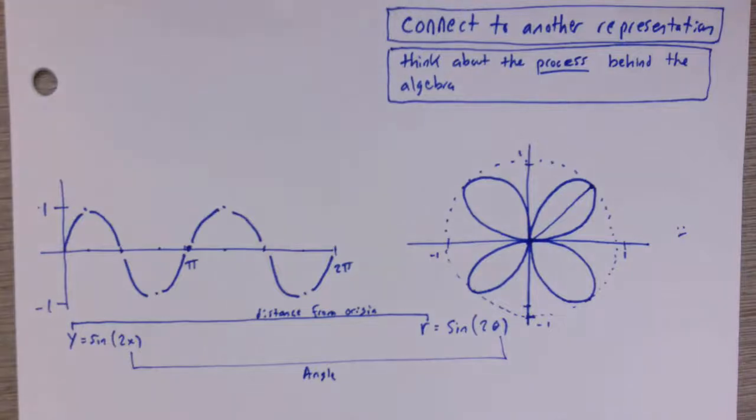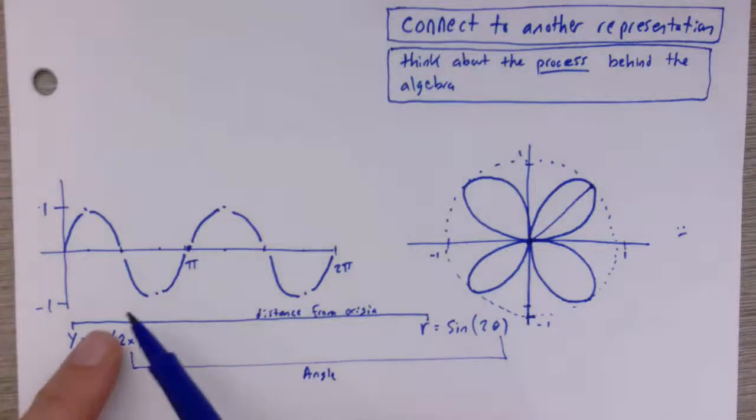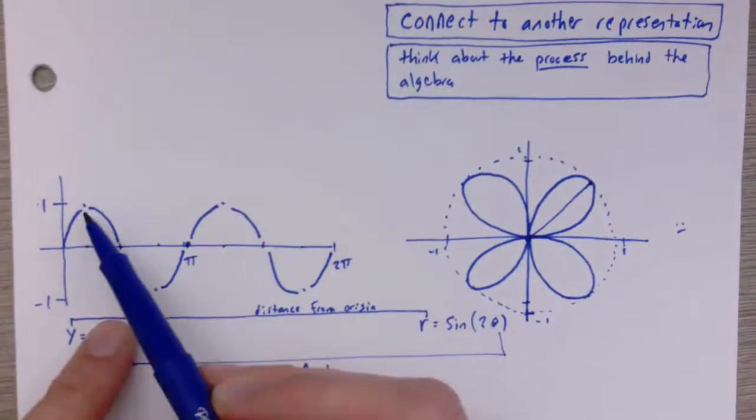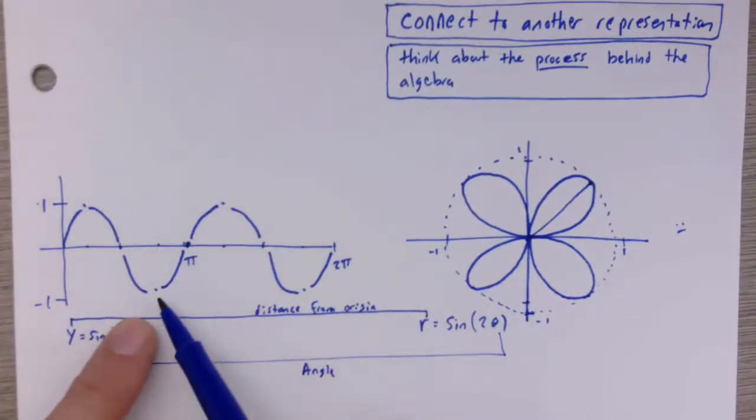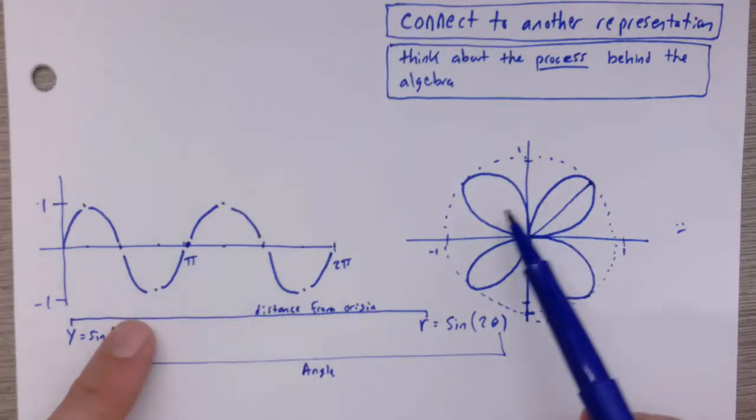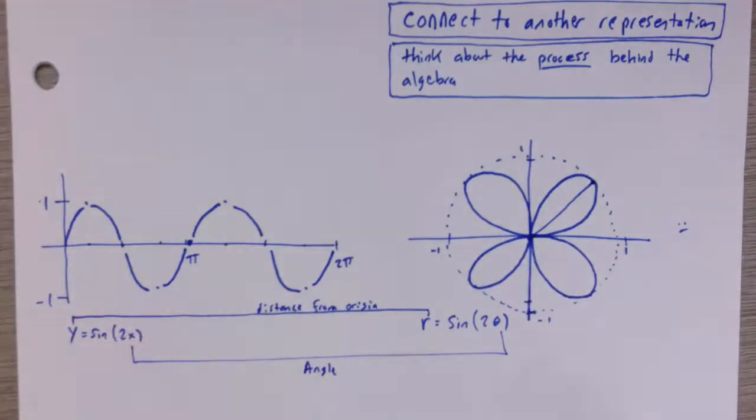A couple of groups were conjecturing, wait, I see 4 petals here, and I see 4 humps there. So they were seeing maybe a connection, but it was fuzzy in their minds, because here some of the values are positive and some of the values are negative, and how does that correspond to the 4 petals over here? So a great thing to do is to try and add more features to see which features match up.